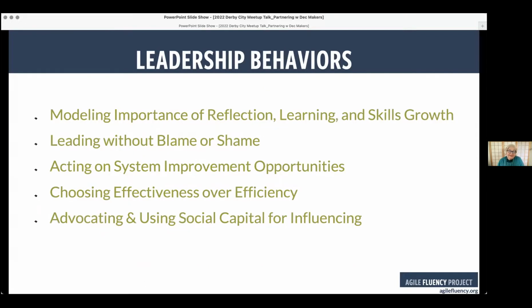And then they need to examine their own behaviors. Are they showing themselves as learners, so that the teams know that learning is valued around here and staying ahead of the game is valued around here? Have they let go of blame and shame as a leadership or management tool? Can they think in terms of systems? And do they take that systems view? Do they choose effectiveness over efficiency, and so on?